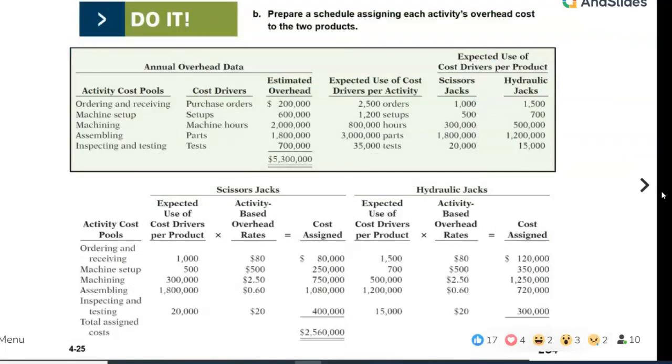You set it up, and it's easy. You can see the use of Excel. That's what you do. On the left is the scissors jack. So it's going to be 1,000 times I perform this. $80 is the rate. Now, the rate is the same here for scissors jack as it is for hydraulic. The rate doesn't change because that's the overhead rate for the whole year. And then I assign 1,000 times 80, 80,000 for ordering and receiving, 250 for machine setup, and so on for each of the pools. So of the 5,300,000, I'm saying 2,560 is related to the scissors jack, and the rest is related to the hydraulic jack.